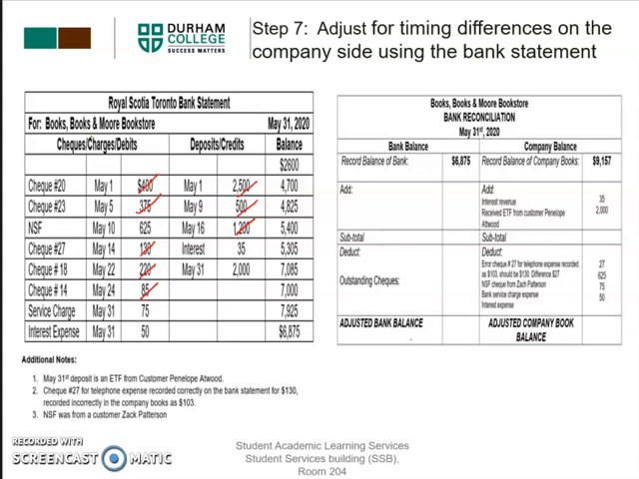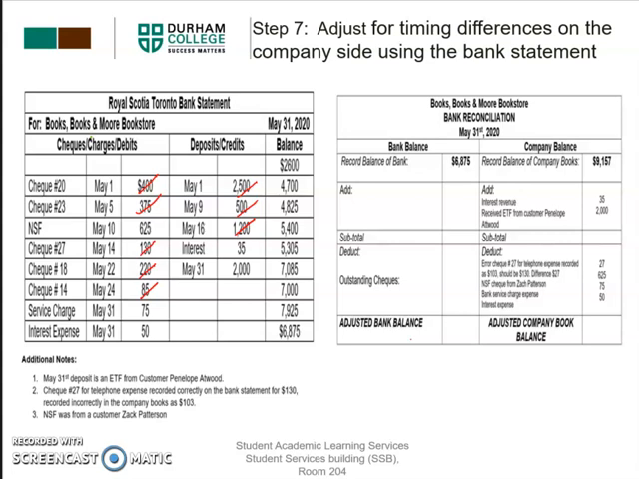Next, we record the EFT, the electronic funds transfer from Penelope Atwood. This information is found under additional notes. She is a customer who has paid her account. We record this under add on the company side as we did not know that she made this payment at the bank. This increases the cash account on the company side.